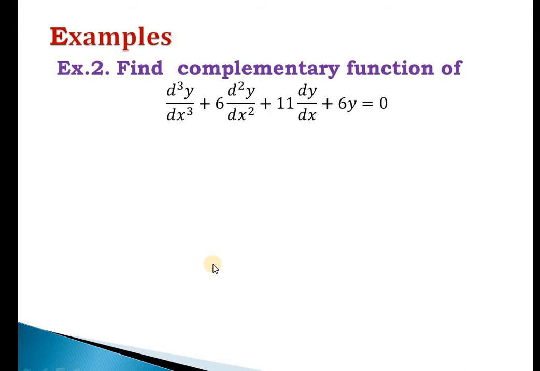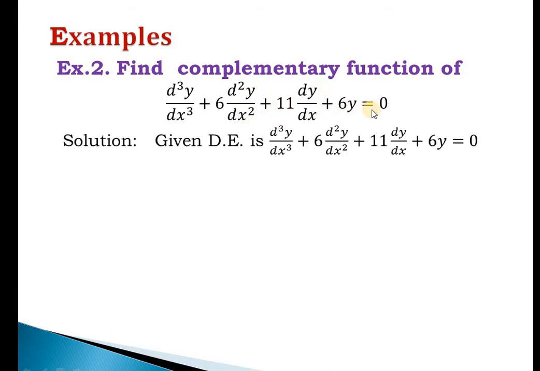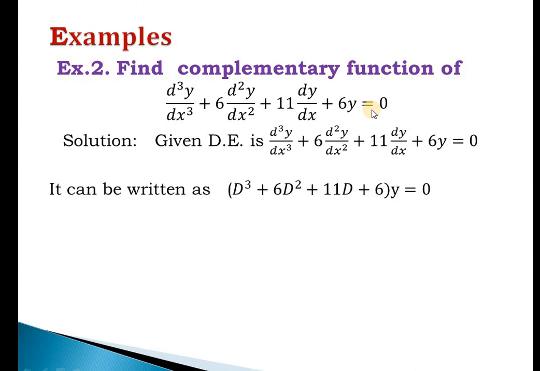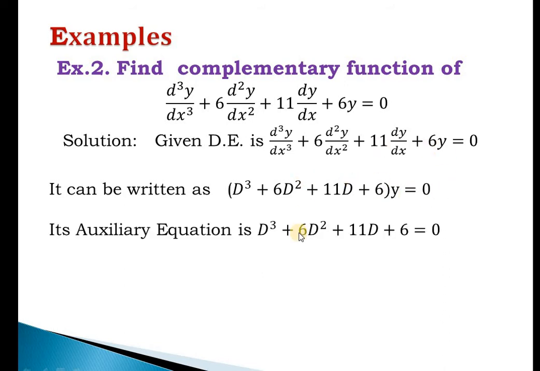Let us see another example. d3y by dx cube plus 6 d2y by dx square plus 11 dy by dx plus 6y is equal to 0. So the given differential equation we can write as (D cube plus 6D square plus 11D plus 6) into y is equal to 0. It is given as homogeneous. Now for its auxiliary equation, we equate this phi of D to 0. So D cube plus 6D square plus 11D plus 6 is 0.